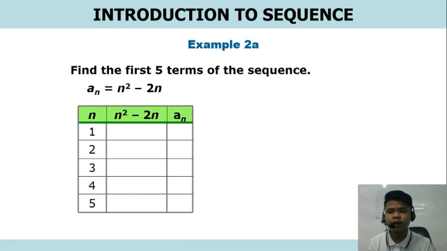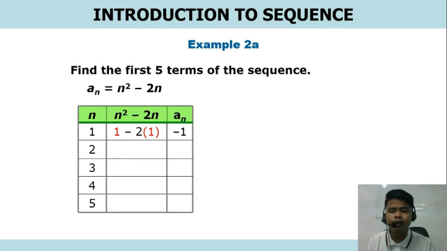Next example. Find the first 5 terms of the sequence a sub n is equal to n squared minus 2n. Here, if you want to find the first term, just substitute 1 for n. It will become 1 squared minus 2 times 1. Bakit 1 nakalagay dito? It is because 1 squared is equal to 1. 1 minus 2 times 1, 2 times 1 is equal to 2. It will be 1 minus 2. 1 minus 2 is equal to negative 1.